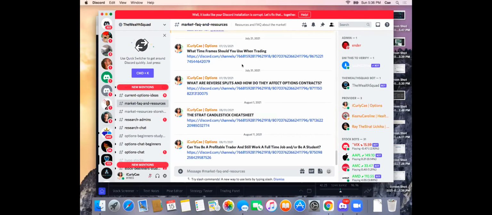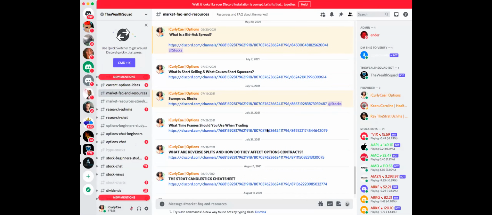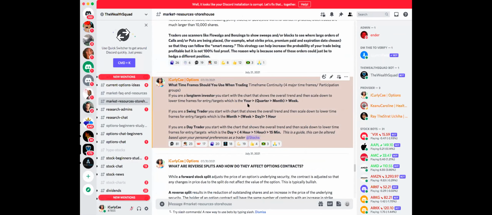So for example, right here, we have this in Market Facts and Resources, you guys, where if you're a long-term investor, these are what you're going to look at. If you're swing trading, these timeframes are what you're going to look at. And if you're day trading, these timeframes are what you're going to look at. So it's basically going to be contingent upon your plan to hold.